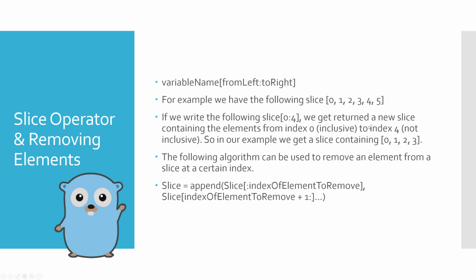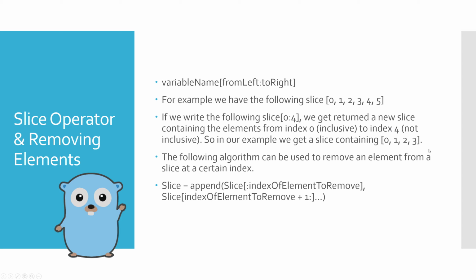So in our example, writing this will return us a slice containing the elements 0, 1, 2, and 3, because we are getting the elements from the left to the right of 0 to 4, not inclusive. So that means we get elements 0, 1, 2, and 3. So we get this returned to us. The last value here is not inclusive, so we do not get the value at index 4, which is this 4 here.